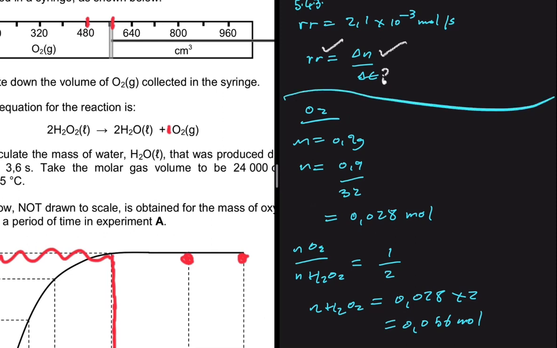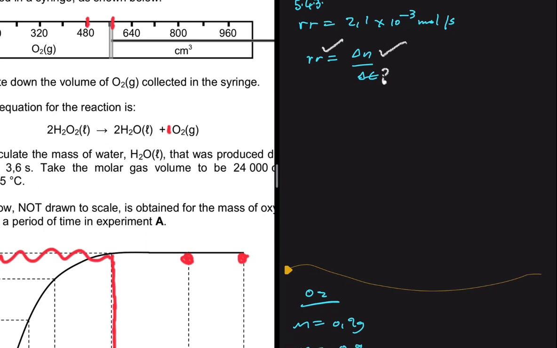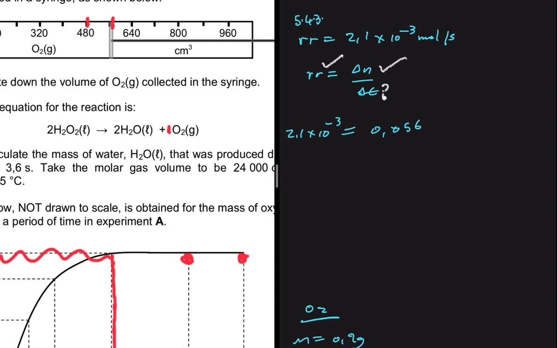So now we can substitute it back here into our formula, right? So let me do that. The rate of reaction is 2.1 times 10 to the minus 3. The number of moles is 0.056. Let me make sure. Yeah, 0.056. And then we have delta t here, right? You just apply a bit of math and you get delta t being equal to 0.056 divided by 2.1 times 10 to the minus 3, which is 26.67 seconds, right?